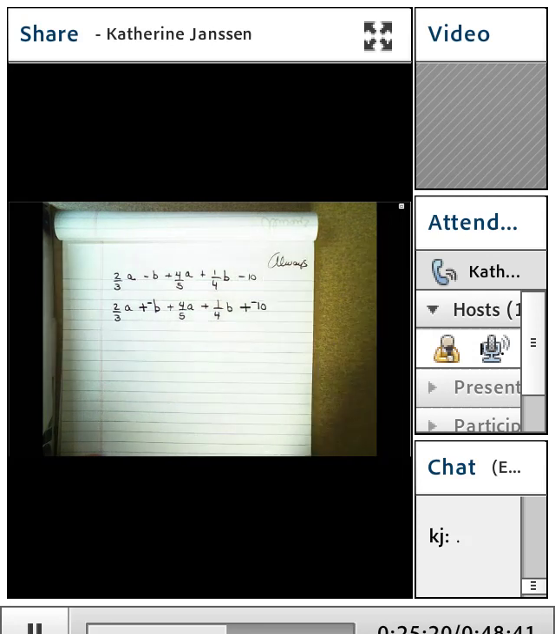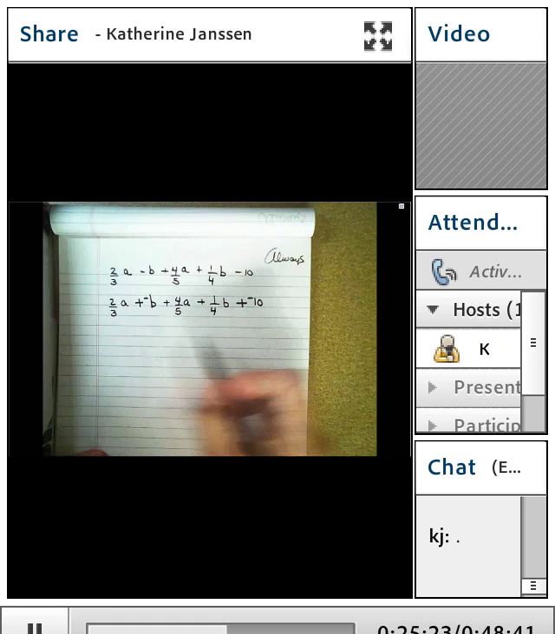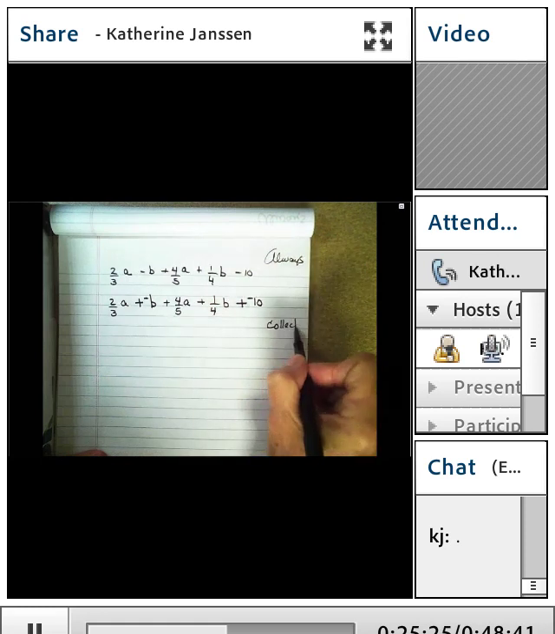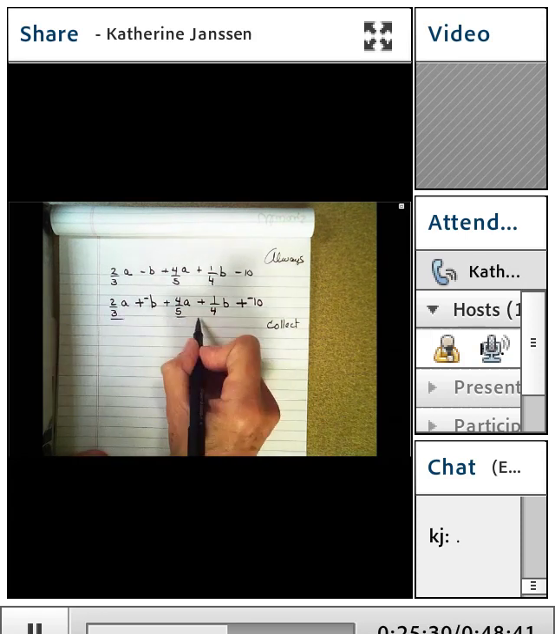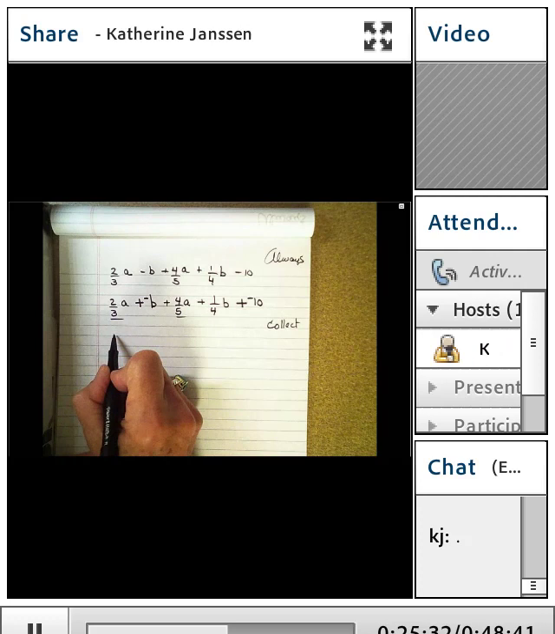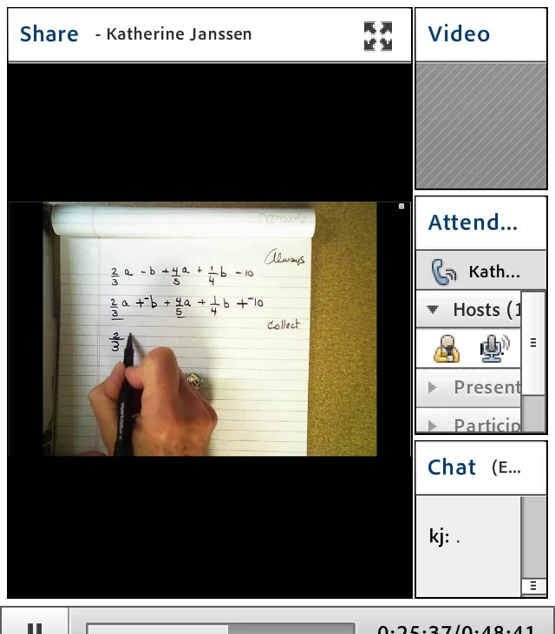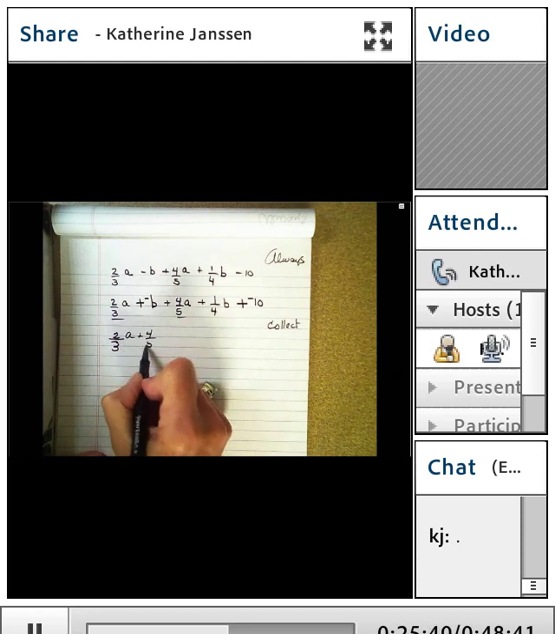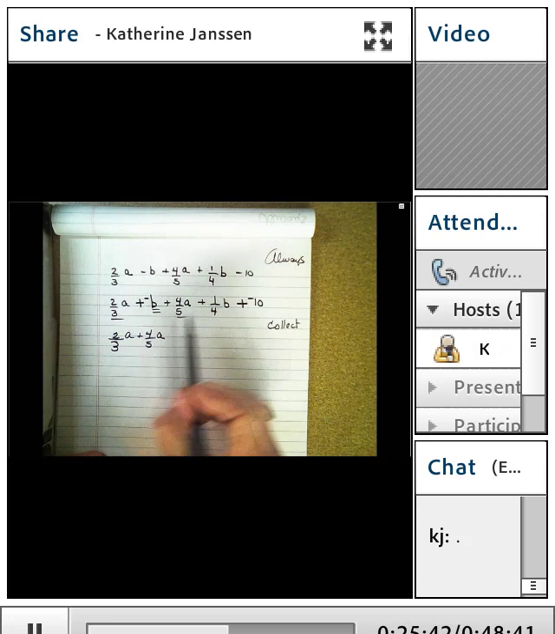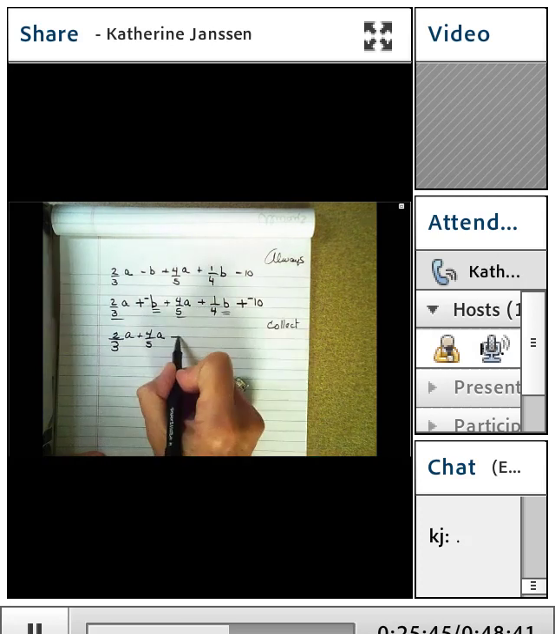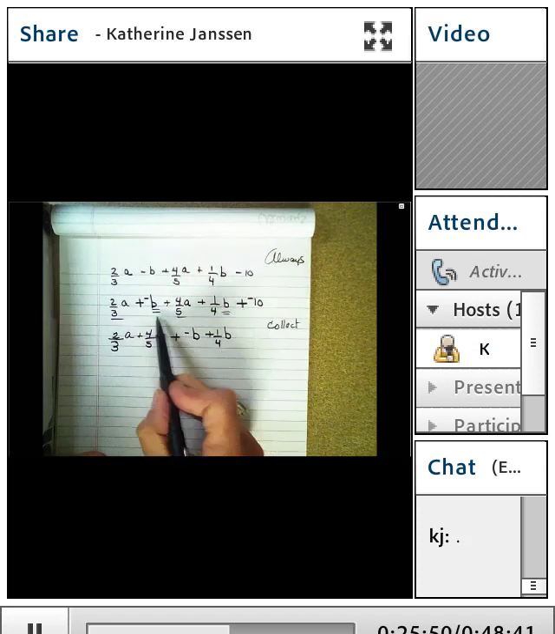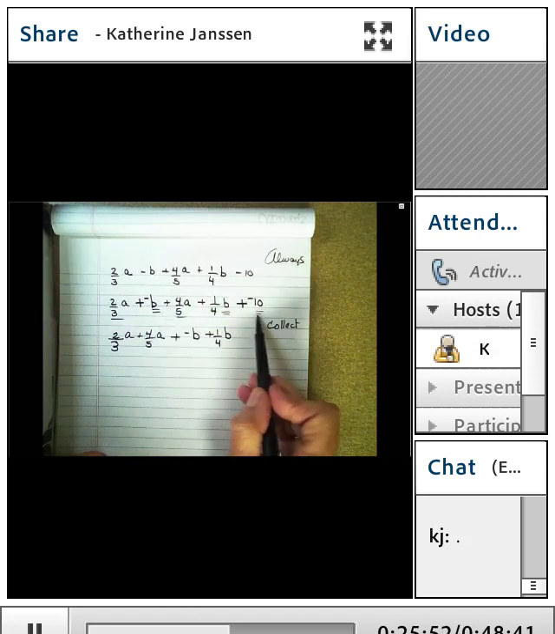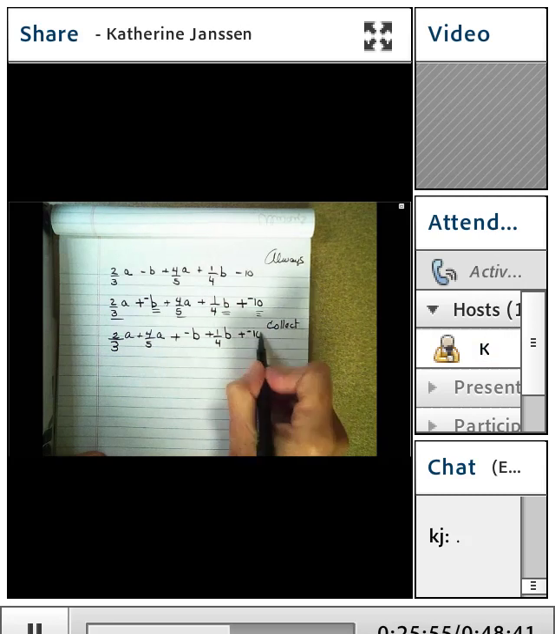Now I know the signs of my terms, so I can collect like terms. I have an A term. Here's an A term. Collecting, I have 2/3 A plus 4/5 A. My B terms, B to the first degree, I have a negative B plus a 1/4 B. And constants, I have a constant term of a negative 10.